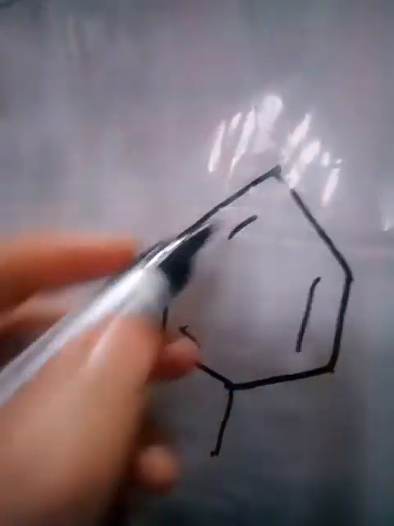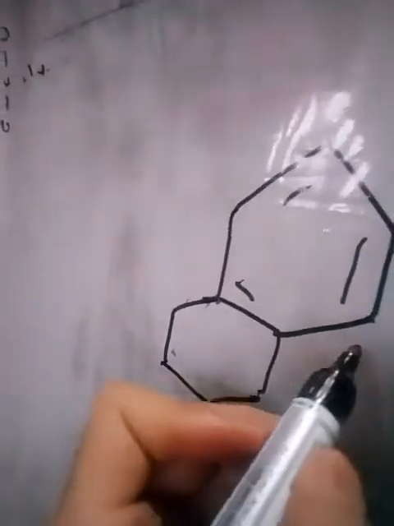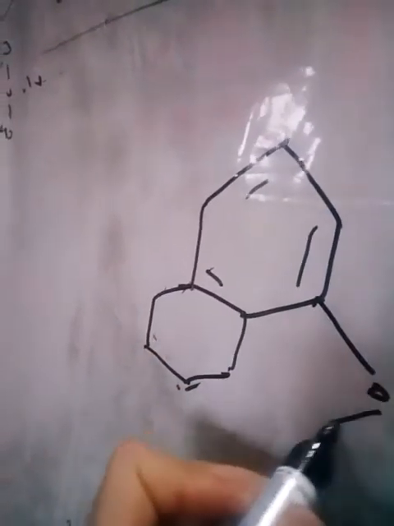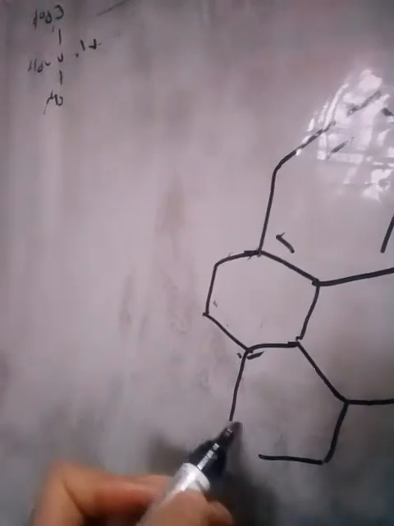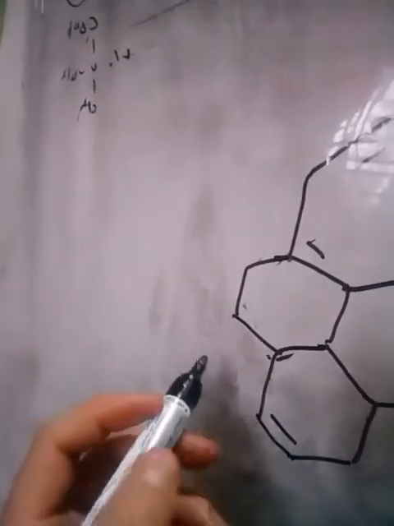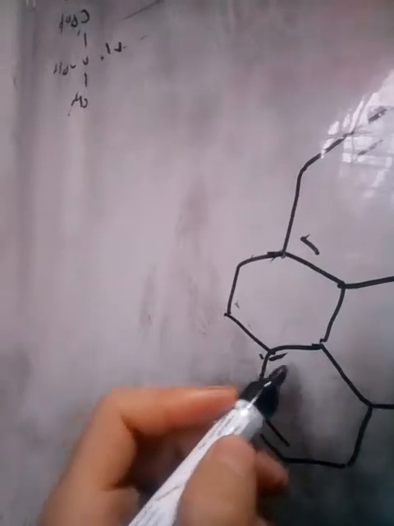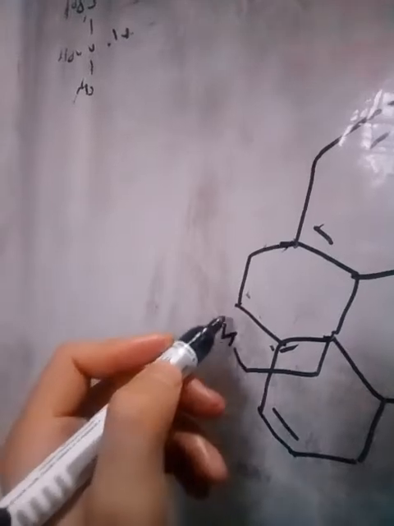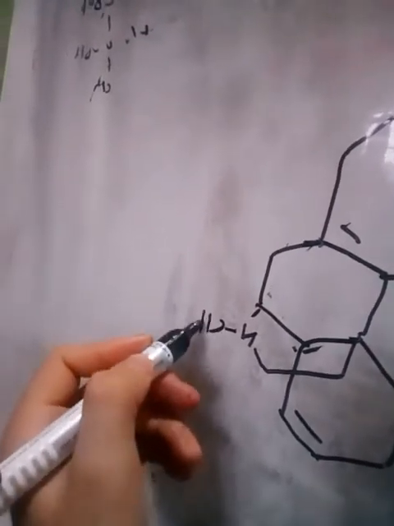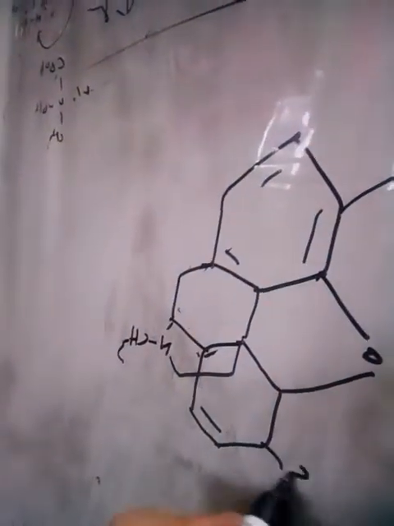So you see, I will draw the structure. This is the benzene ring, and this is the cyclohexane ring. This is the furane ring. This is the cyclohexene ring, and this is the piperidine ring. Here is an OH group, and here is another OH group. So this is the structure of morphine.